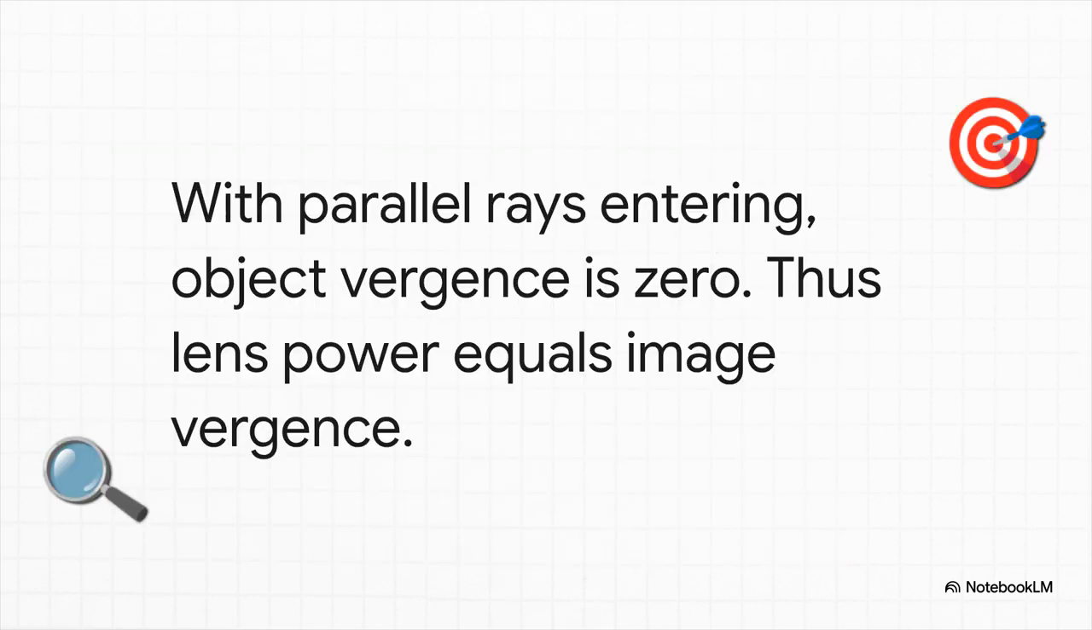And we can easily prove this logically with our formula. Parallel rays are entering from infinity, which means our object vergence, U, is exactly 0. So our equation simplifies beautifully. 0 plus P equals V. In other words, the lens power perfectly equals the image vergence.